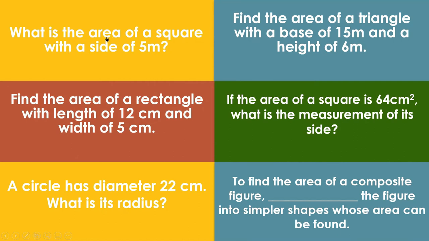This activity is called Picture Reveal. You are going to tell what the picture shows as you answer the following questions in the puzzle. You are going to type your answers in the comment section. What is the area of a square with a side of 5 meters? Type your answer in the comment section. Very good. The answer is 25 square meters.